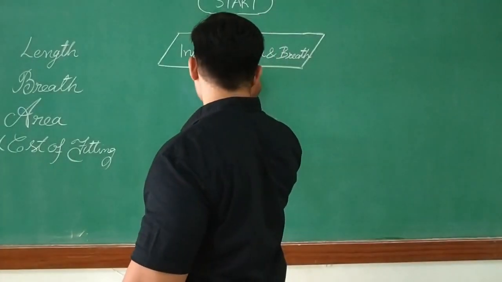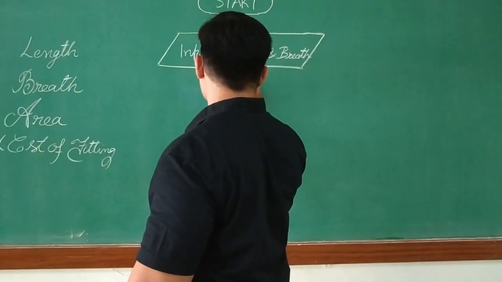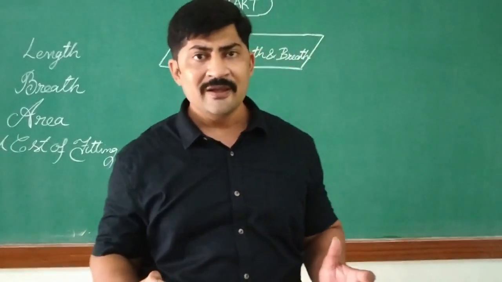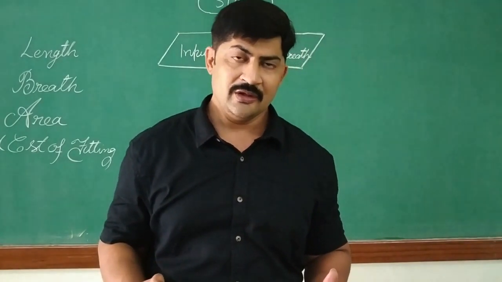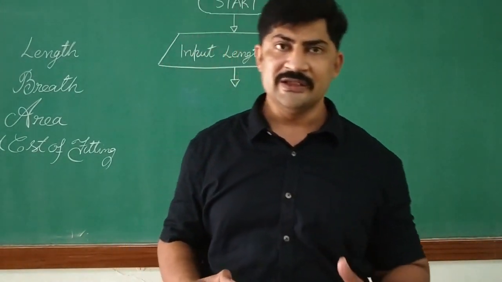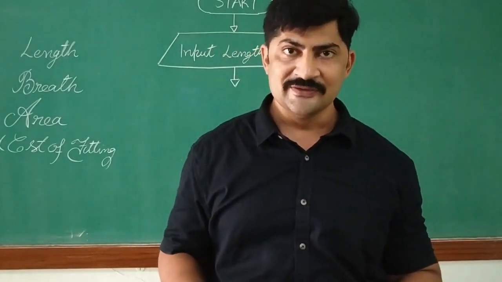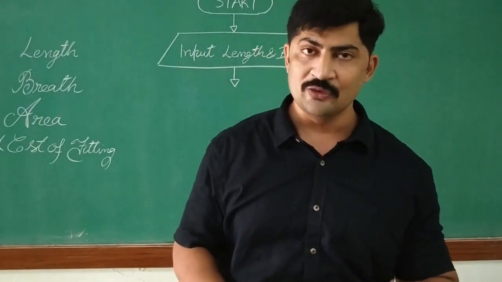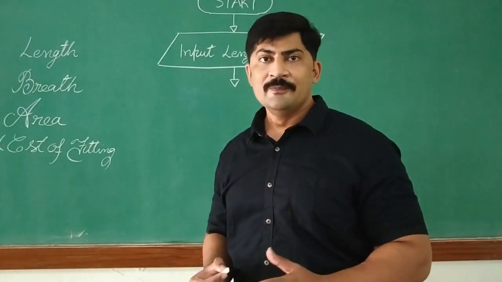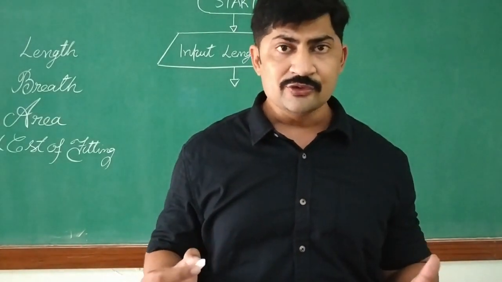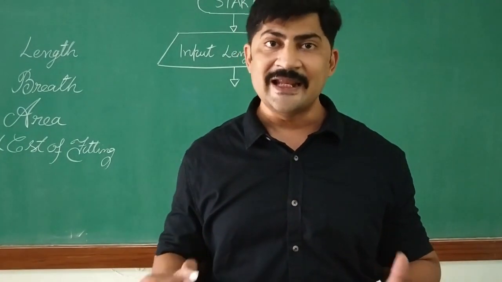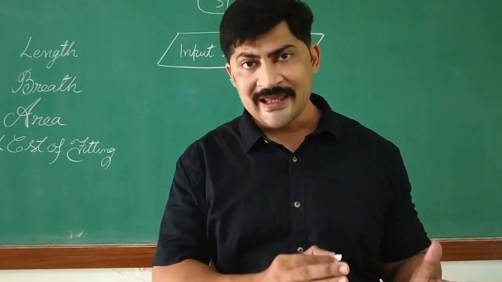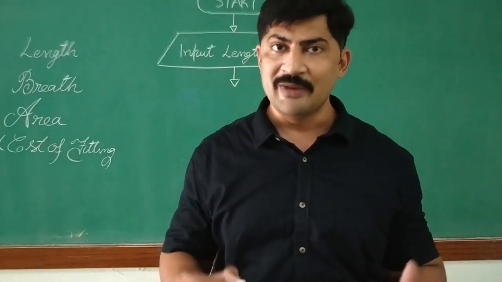Then what will be the next step? Next step is the process. We don't have to input anything. Now we have to do the process of calculating the area. Since we have got length and breadth, so we have to calculate. The shape used to do the process is rectangular shape. So I draw a rectangle here in which I will write area is equal to length multiplied by breadth.